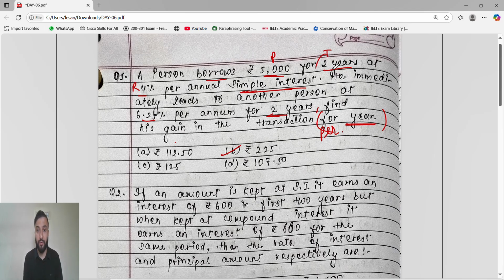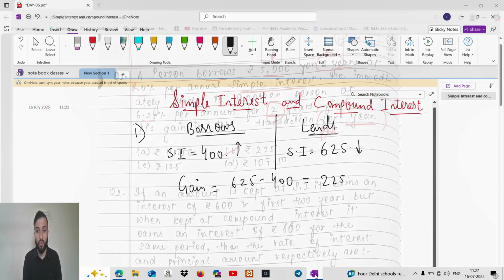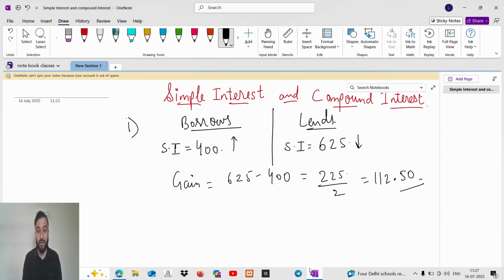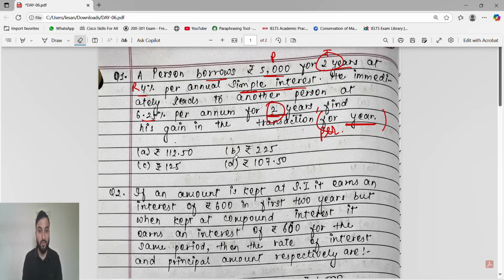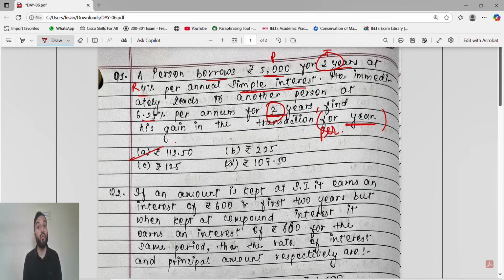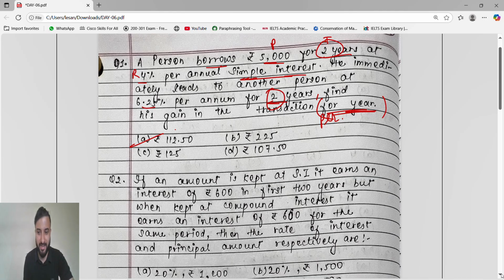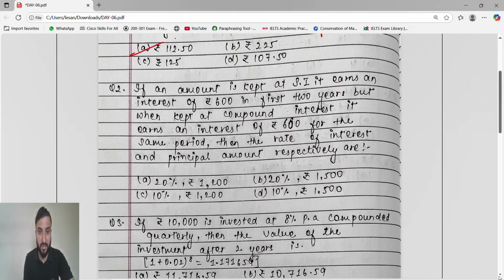But they said find his gain in the transaction for year, means per year. He borrowed for 2 years, lent for 2 years, so the year is 2, and 225 we got is for the 2 years. So we have to find it per year. So 225 divided by 2 is 112.50. This is the correct answer, because for per year you will get this 112.50. This is the sentence, very important, you have to keep in your mind. Otherwise, second attempt.